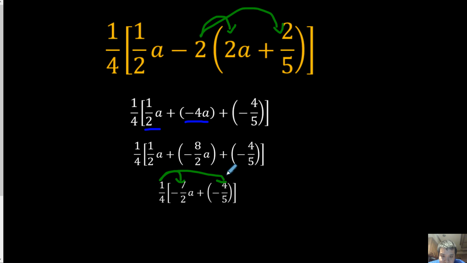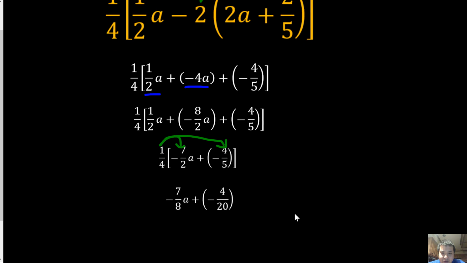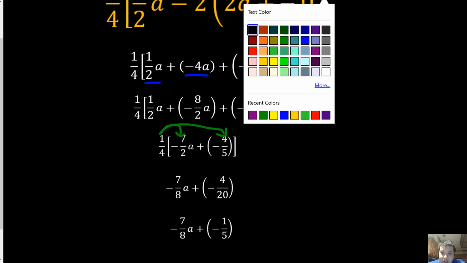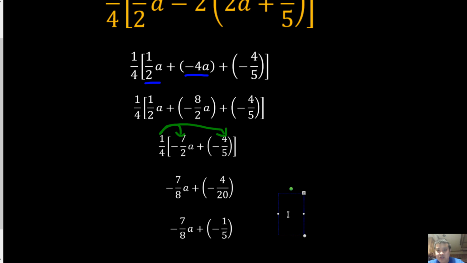When we do that distribution, 1/4 times negative 7/2 is negative 7/8, and then 1/4 times negative 4/5: 1 times 4 is 4, 4 times 5 is 20, so negative 4/20, but we can simplify this fraction to get our final answer. It is again a two-term answer, so it's going to be a binomial.